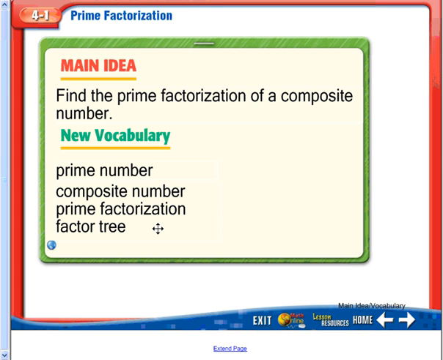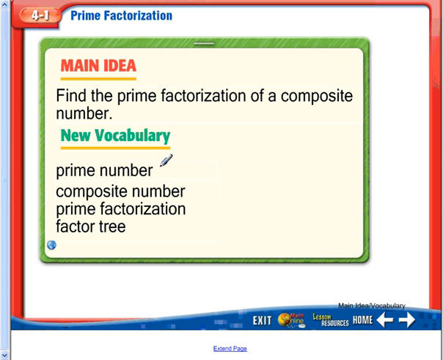Some vocabulary we need to be familiar with are prime numbers, composite numbers, prime factorization, and factored trees. A prime number is a number that only has two factors, 1 and itself.